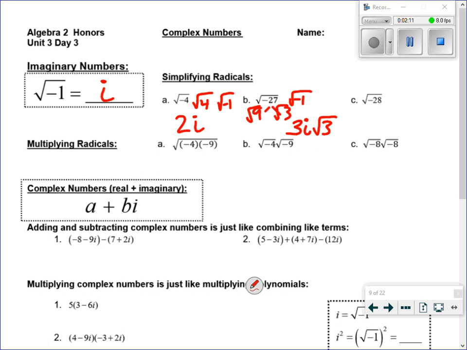So we have the square root of -28. Why don't you guys take a second, try and think about what that would be.